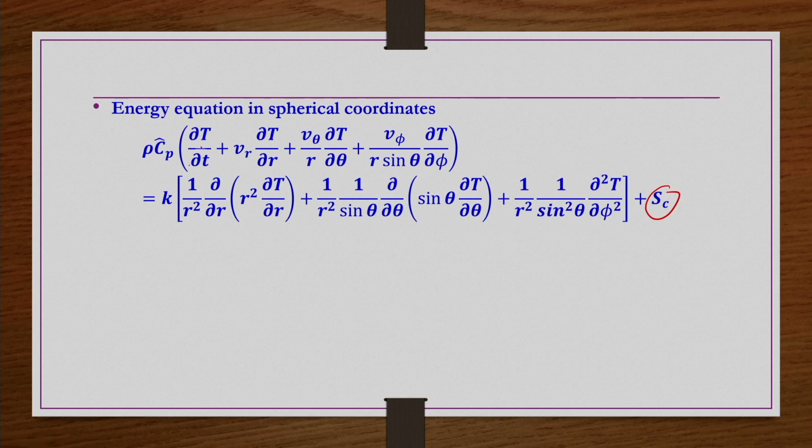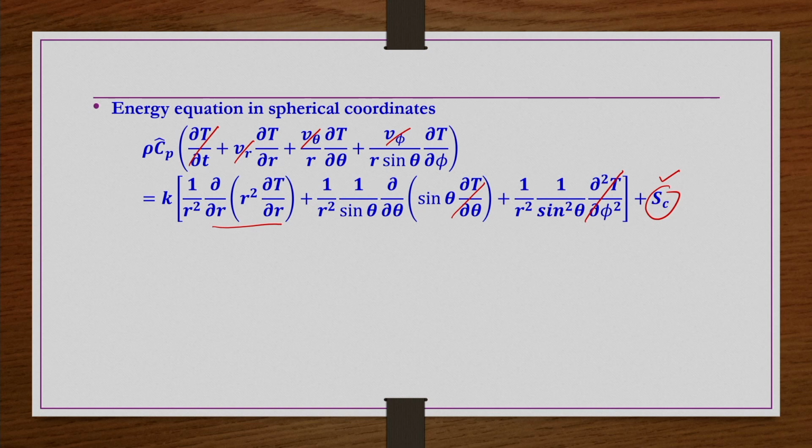So, at steady state this term is 0, and there is no fluid movement at all, we are taking conduction only, so the velocity components are 0. Temperature is a function of R only, it is not a function of theta or phi. So these two terms are 0, and then the heat generation because of the chemical reaction should be there.